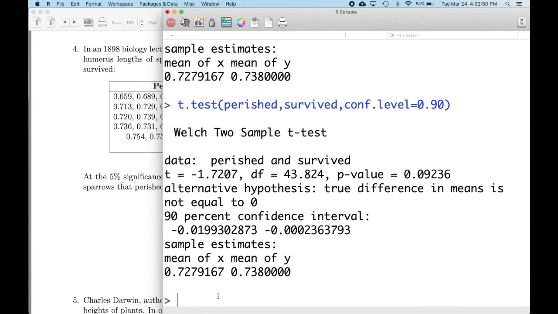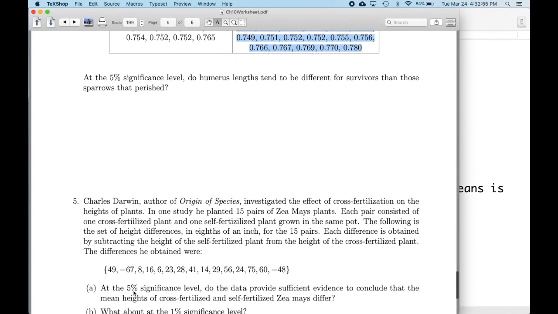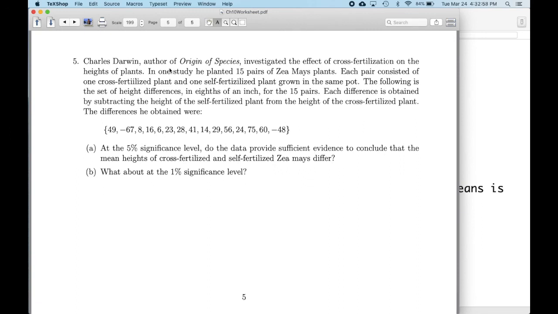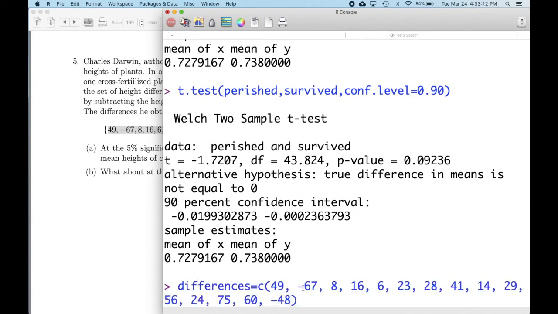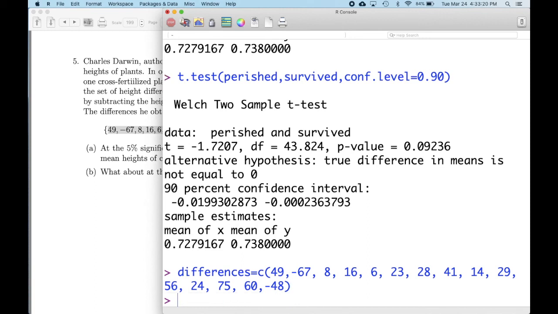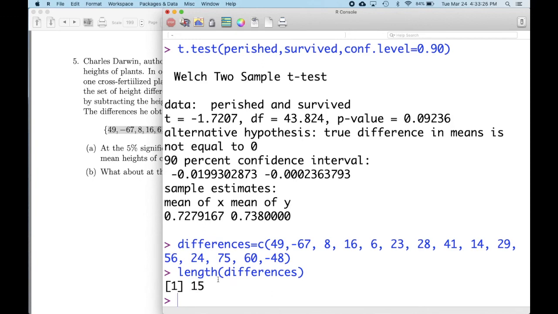All right. Number 5, what we had was Charles Darwin studying his plants, whether they were cross-fertilized or self-fertilized, and he looked at the differences in heights. Let's copy this data. I'm going to call these differences. For some reason, R doesn't like the minuses that show up in the PDF, so I've got to change those to minus signs. Those are going to be our differences. Let's make sure we get the right length. Yes, 15 differences.